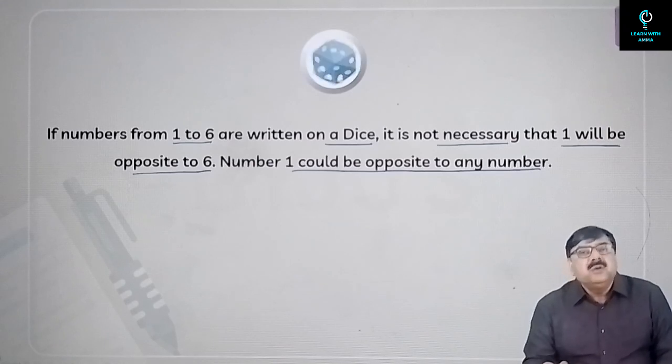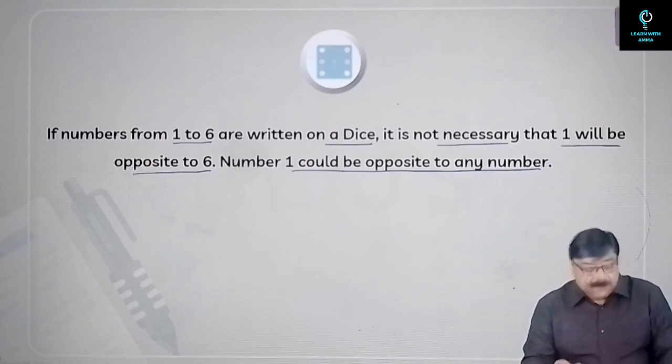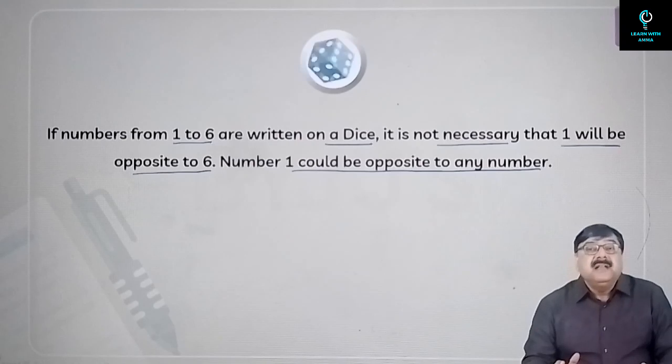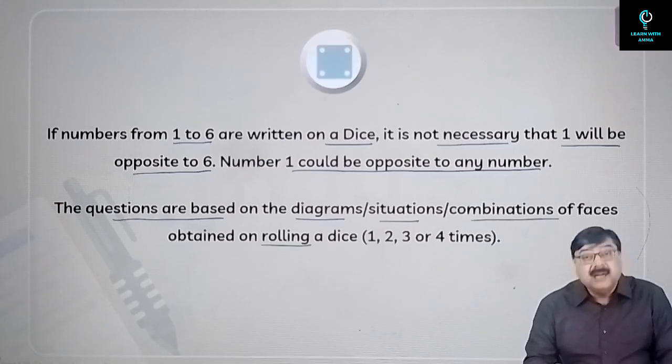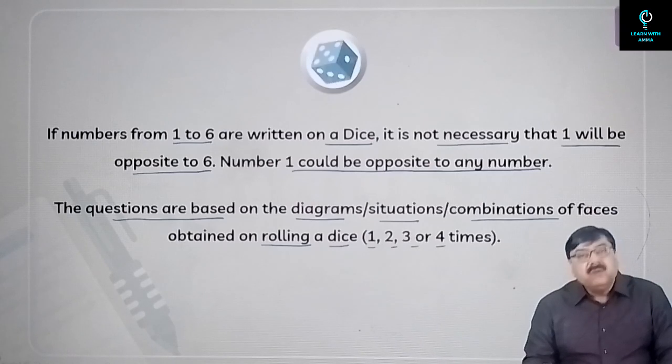Number 1 could be opposite to 2. Number 3 could be opposite to 6. So there is no structure which is followed when it comes to a non-standard dice. You cannot predict the pattern in which the characters are filled in the 6 faces of a non-standard dice. Now the questions are based on the diagrams, situations or combinations of faces obtained on rolling a dice, maybe 1, 2, 3 or 4 times, as we will see in today's session.